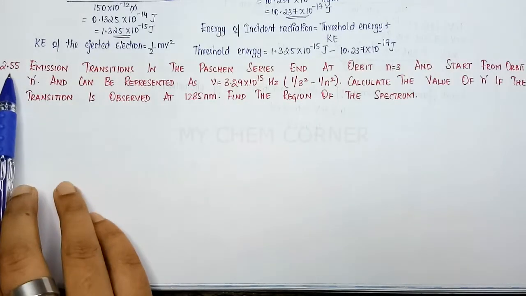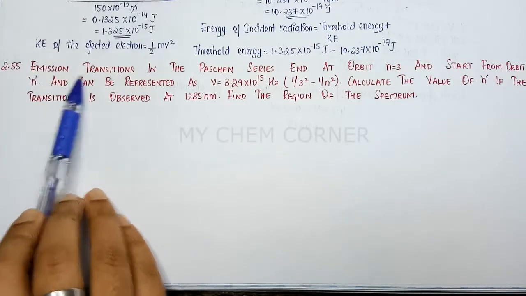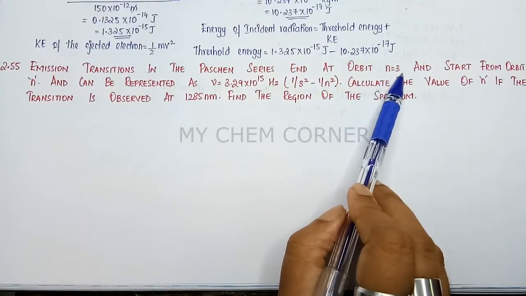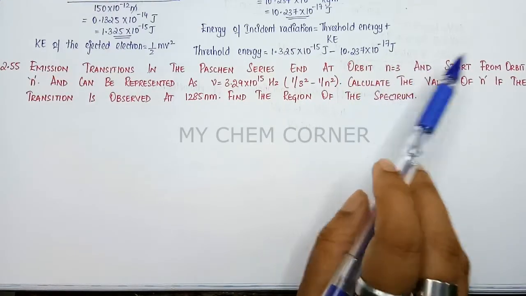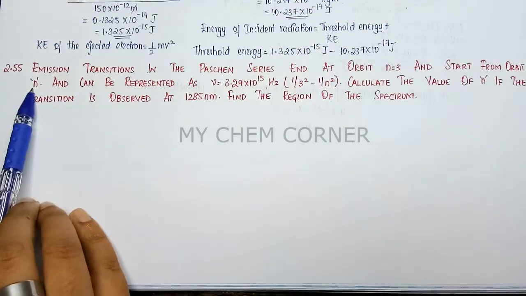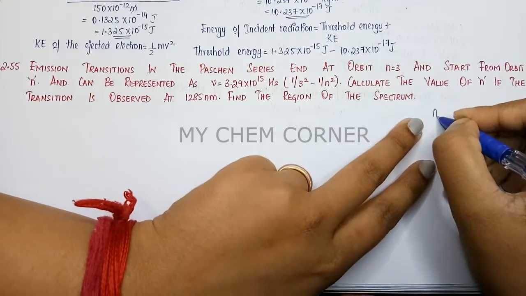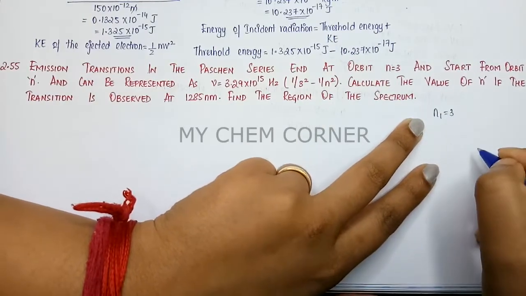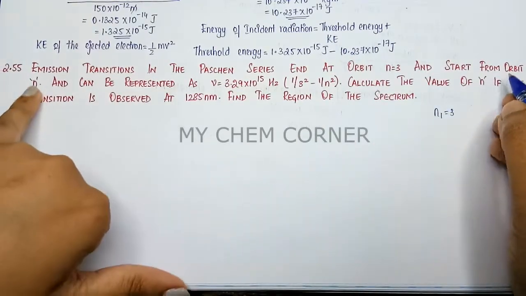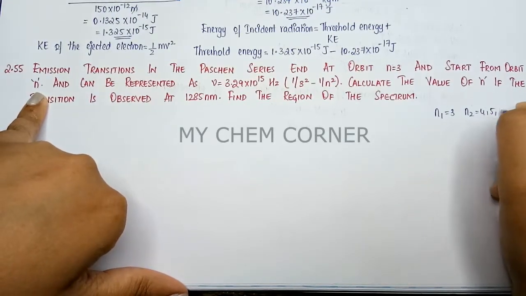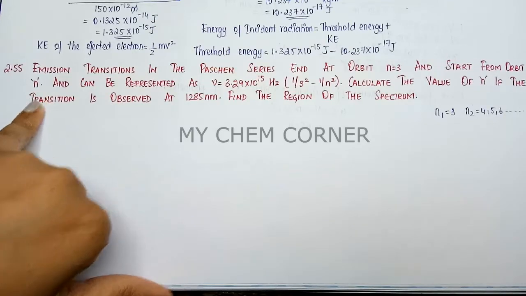Next question is question number 2.55. Emission transitions in the Paschen series end at orbit n equals 3 and start from the orbit n. So here I am going to consider n equals 3 as n1, and it will start from the orbit n, which means n2 can be 4, 5, 6 and so on.